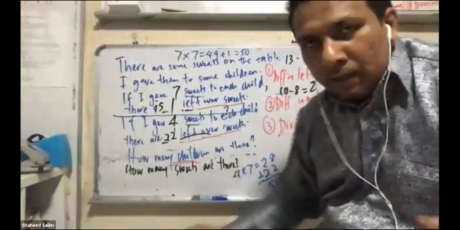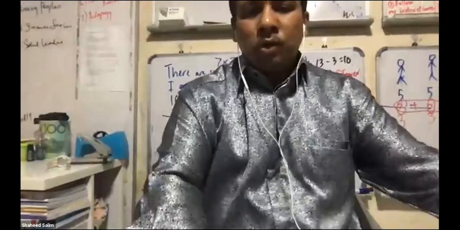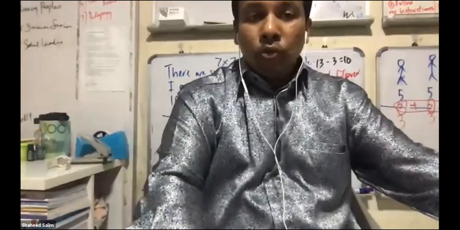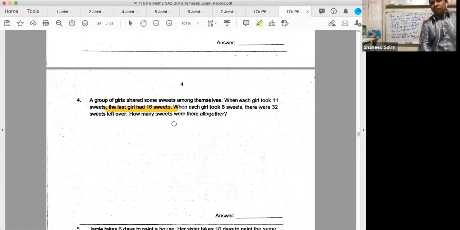Okay, we will stop here, but when we come back, you will do the next question. I will just put the question on the line for you. You can attempt this question. Use the same method. This time, you must find children first. Then you use the method to find the number of sweets.